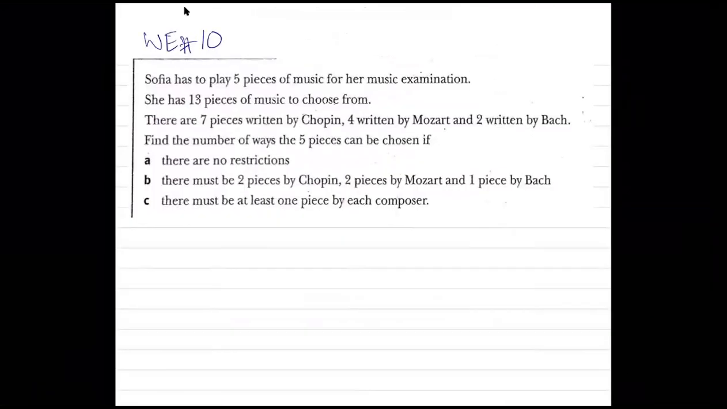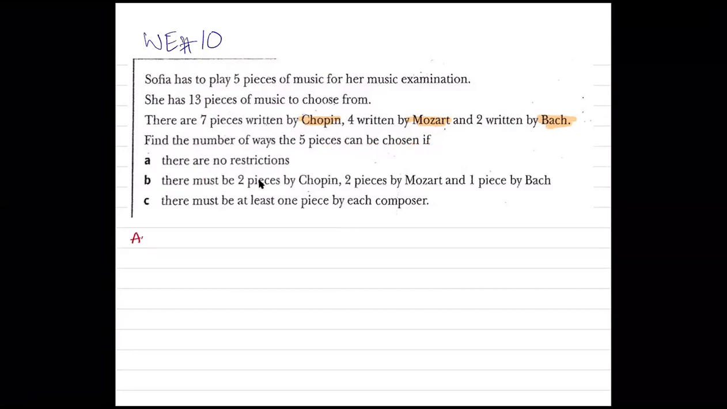Okay. Sophia, in the next question, Sophia has to play five pieces of music for her music examination. She has 13 pieces of music to choose from. These are the pieces of music: Chopin, Mozart, Bach. There are seven pieces written by Chopin, four written by Mozart, and two written by Bach. So in total there are 13, but she has to play five pieces of music. You need to find the number of ways the five pieces can be chosen if there is no restriction.